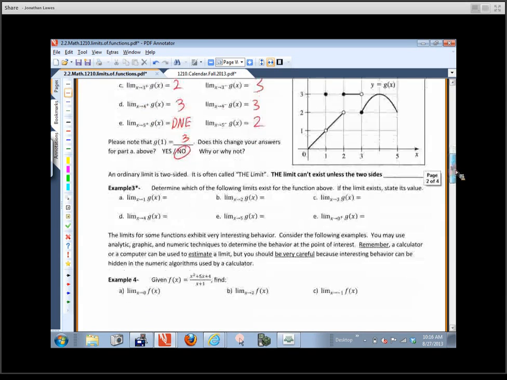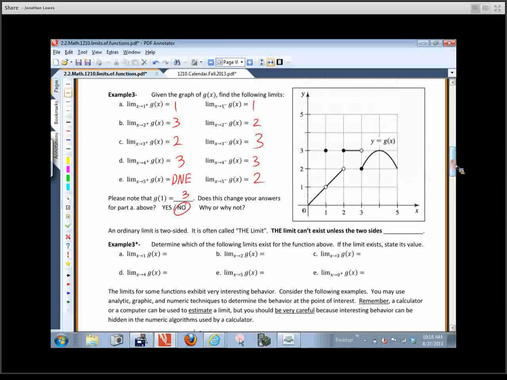Now, when we normally find a limit, it's a two-sided limit, and sometimes we'll say the two-sided limit to emphasize that. The two-sided limit can't exist unless the two sides, from the left and from the right, agree, okay? Or we could say are equal. So down below, I've got an example here, 3 star. I've got the two-sided limit of each one of these for 1, 2, 3, 4, and 5. Well, let's just go through here. Do they agree? Yes. For 1? Yes, they do. So the limit would be 1. Do they agree for 2? No. They don't. So this is DNE.